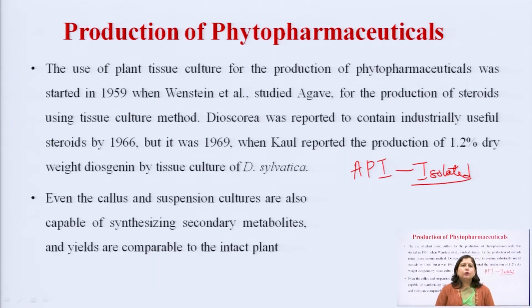phytopharmaceuticals. In the history of plant tissue culture, it was a scientist named Weinstein and his group who in 1959 started studying the agave plant for the production of steroids using plant tissue culture. Plants also synthesize a number of steroids, like you have studied steroidal saponins, sterolic compounds, cardiac glycosides, which all have a steroidal ring in them. So plants are easily able to synthesize steroids.